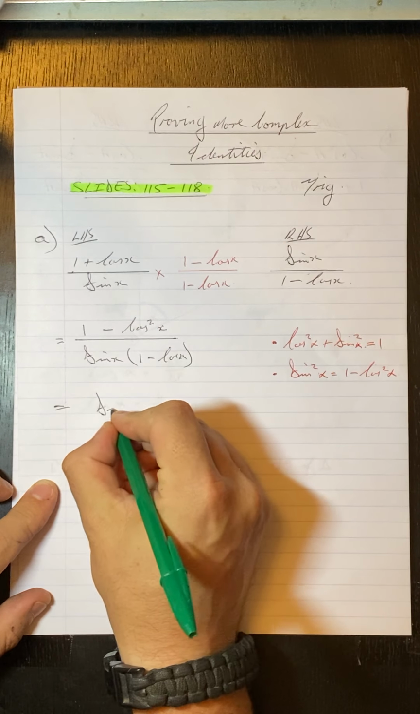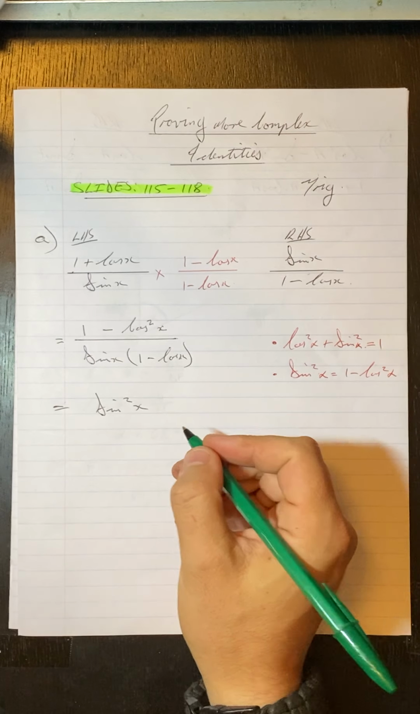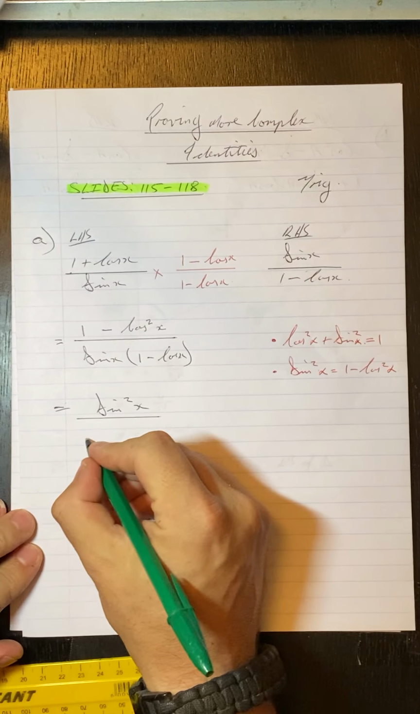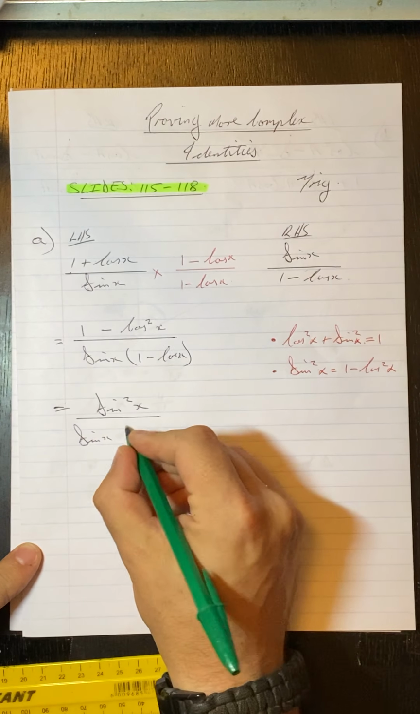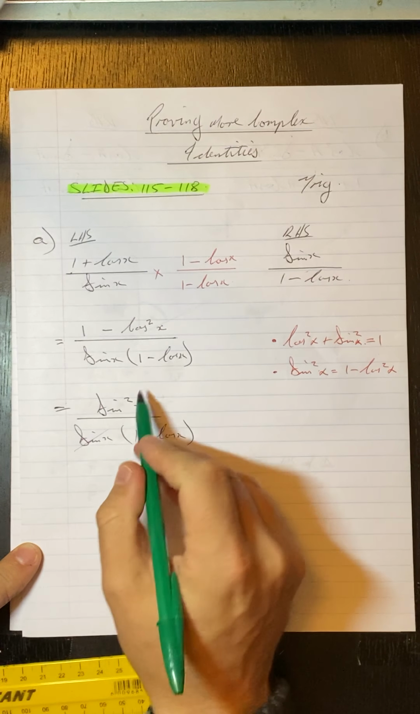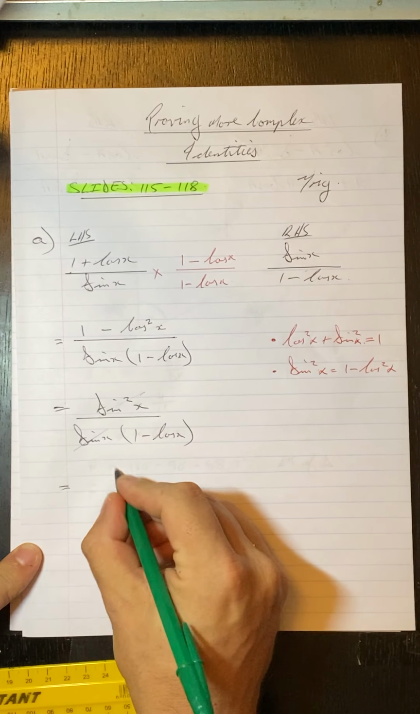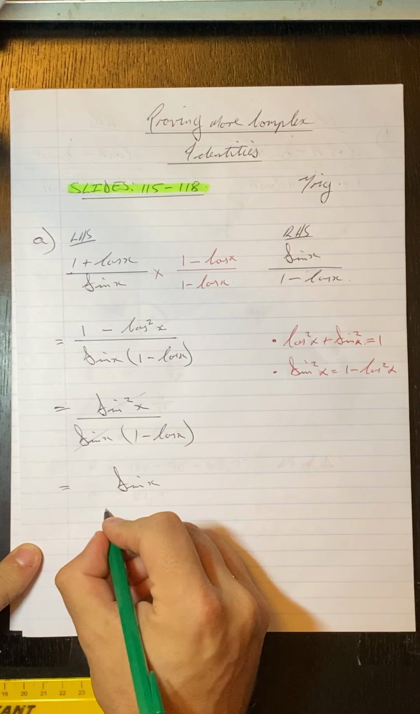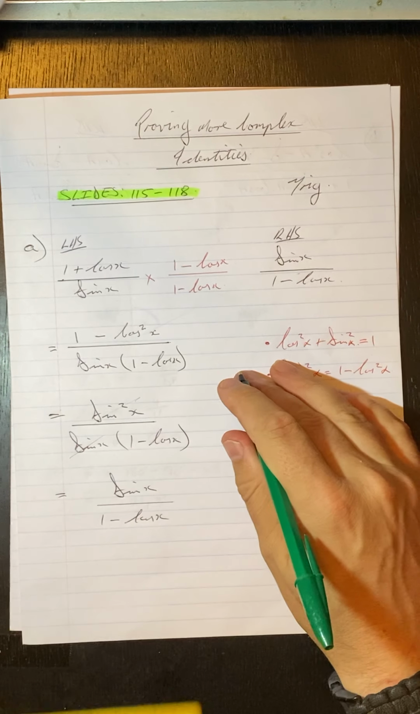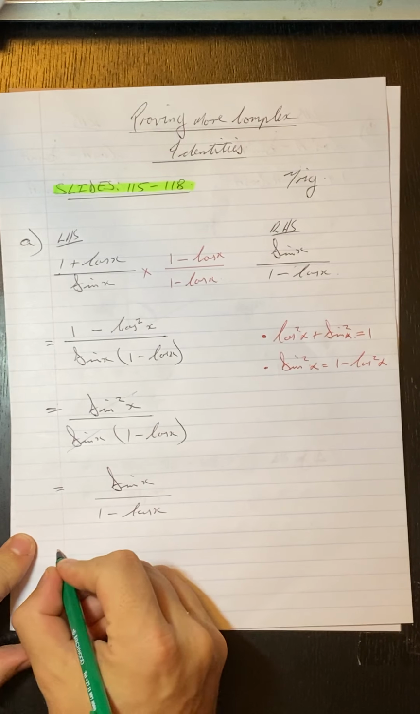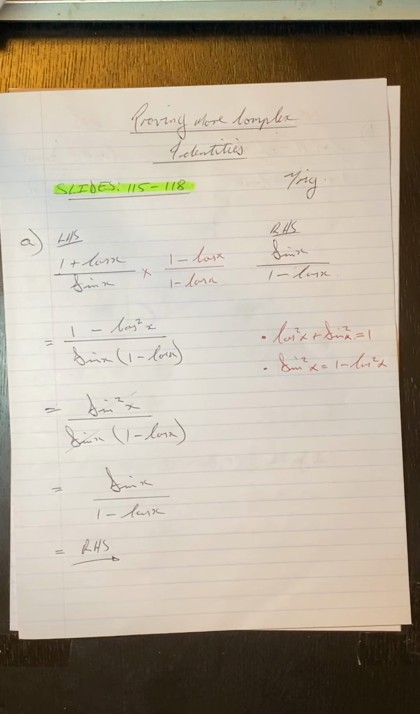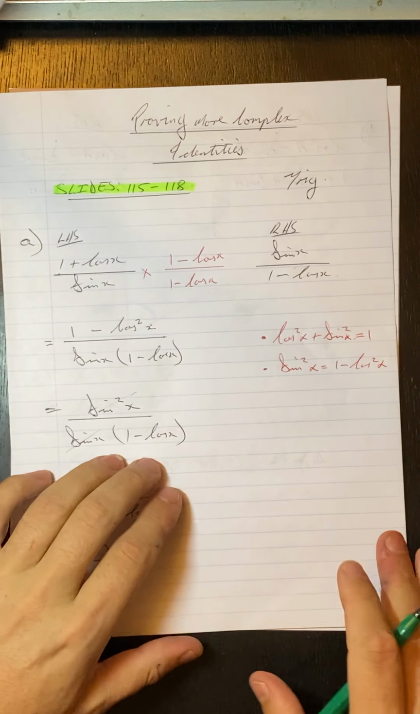So that becomes sine squared x over sine x times (1 minus cos x). 1 sine x will cancel with 1 sine x there, and we're left with 1 sine x up at the top over 1 minus cos x, which is equal to our right-hand side. And we've proved it. Okay, moving on to example B.